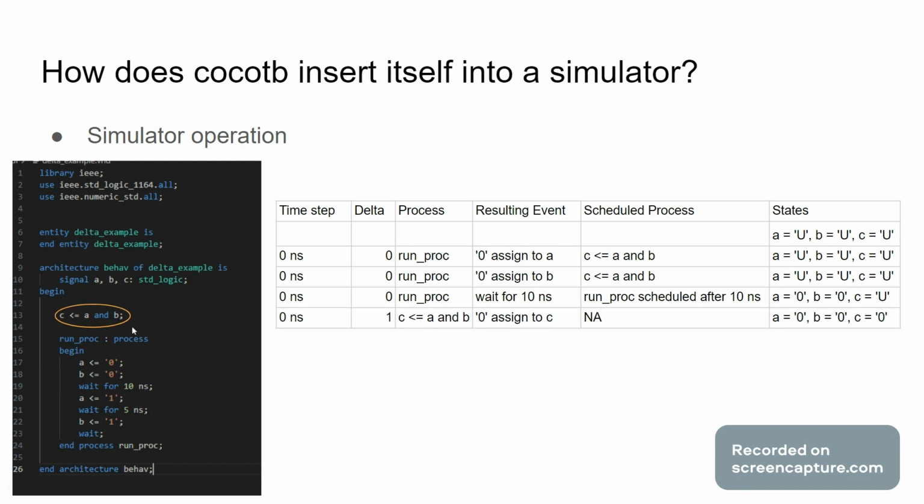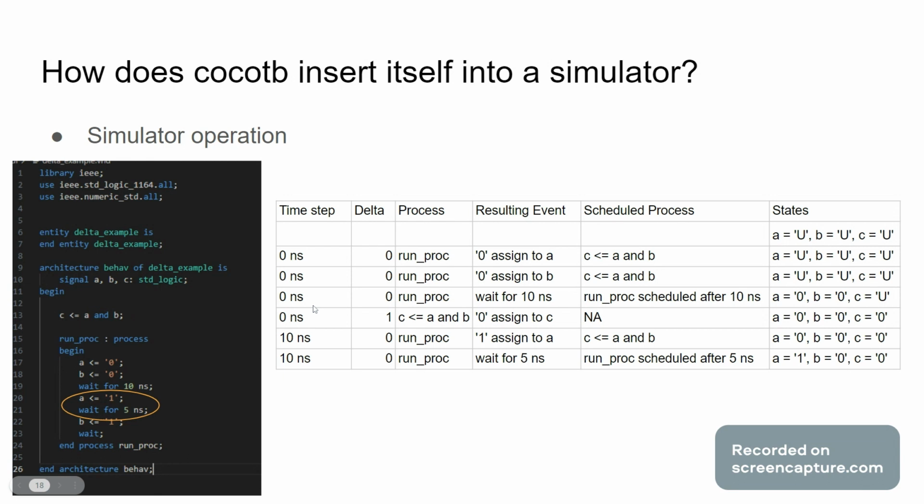As I mentioned, A and B become 0, and then C runs because it's sensitive to A and B changing. So obviously 0 is going to get assigned to C. There are no processes that are sensitive to C changing, so nothing else gets scheduled, which means the time step will increase. And now that there are no more processes sensitive to signal events, what happens next is processes that are sensitive to the next time step.